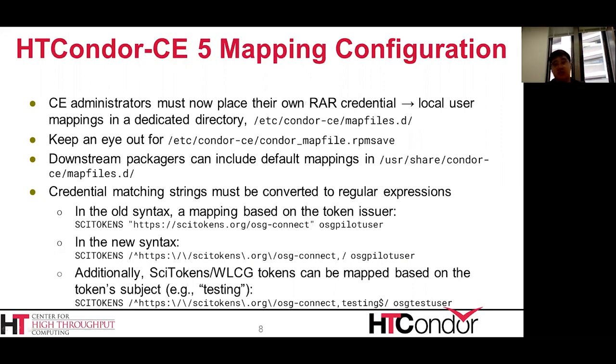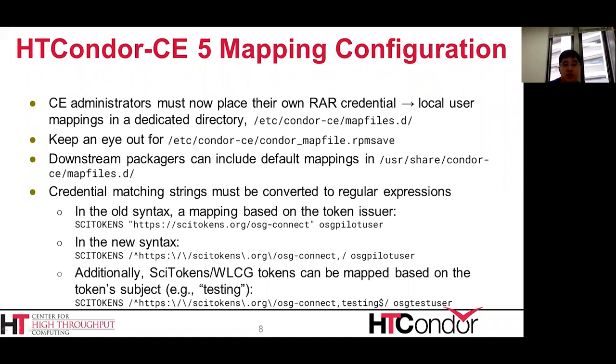So going into a little bit of detail about the new mapping configuration, CE administrators should now place their own incoming allocation request credentials to local user mappings in a dedicated directory at /etc/condor-ce/mapfiles.d. This works very much like the config.d directories that I'm sure all of you are familiar with. When doing this update, your configuration changes to the Condor mapfile will be moved to condor_mapfile.rpmsave. Any of these customizations should then be moved into the mapfiles.d folder.